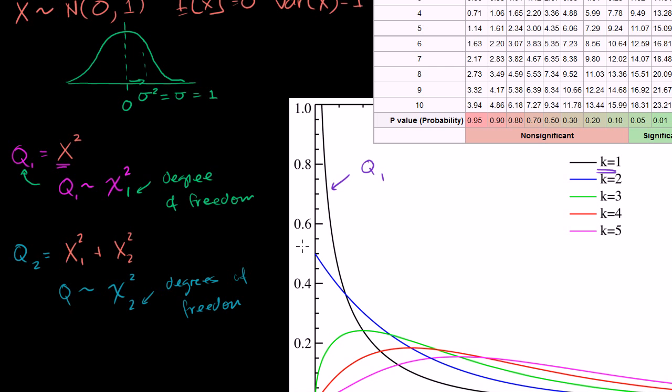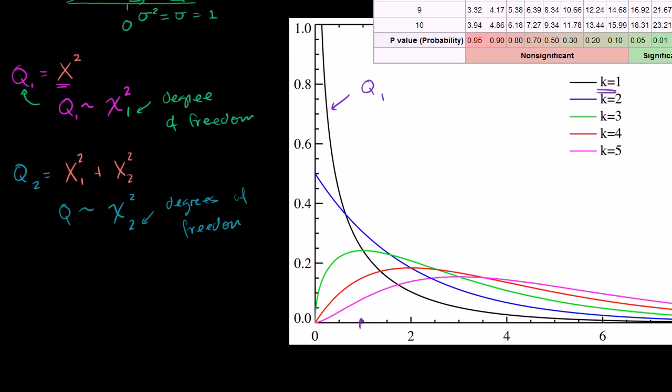Now, when you have 2 degrees of freedom, it moderates a little bit. The shape for this blue line right here is the shape of Q2. And notice you're a little bit less likely to get values close to 0, and a little bit more likely to get numbers further out. But it still is kind of shifted or heavily weighted towards small numbers.